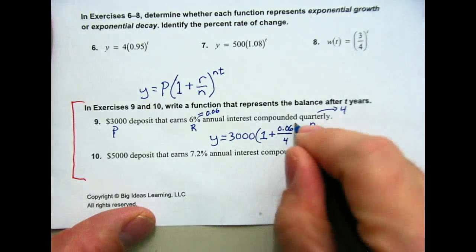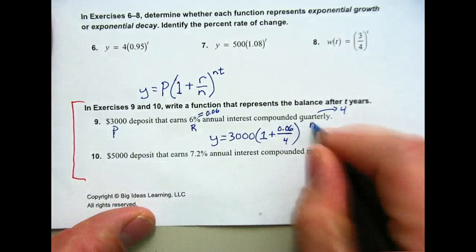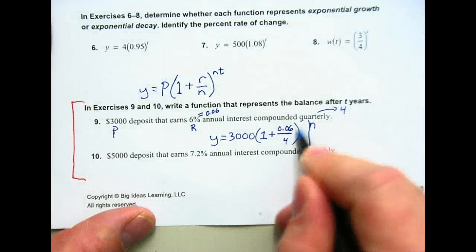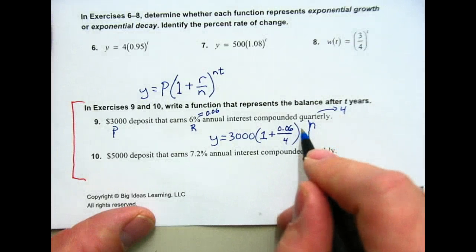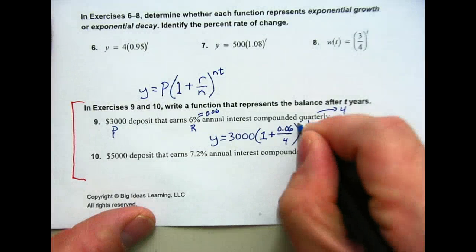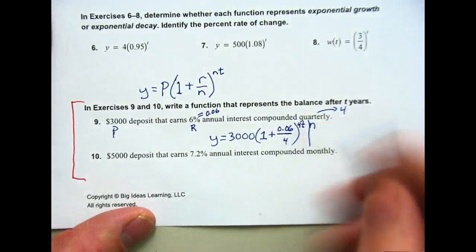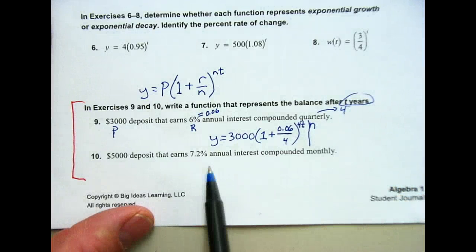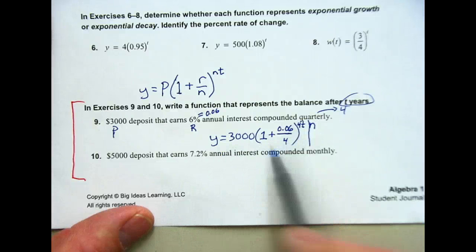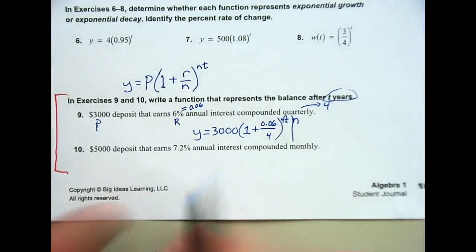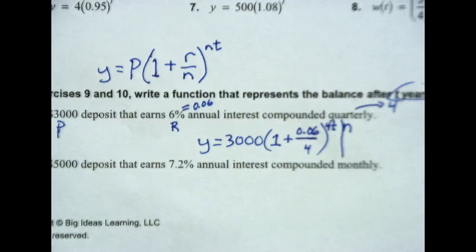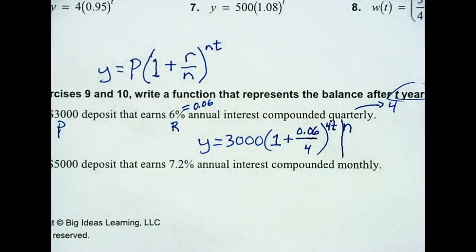Nice work. Okay. And what goes right up here? We don't want to confuse that n's not part of this. Volunteer. Come on, man. 4 times t. Yeah, we don't know what t is. That's why it's saying after t years. That's our equation. Now, could we solve this? No, we can't solve it because we don't know what t is yet. Okay, so our equation is 3,000 times 1 plus 0.06 over 4, all to the power of 4t.